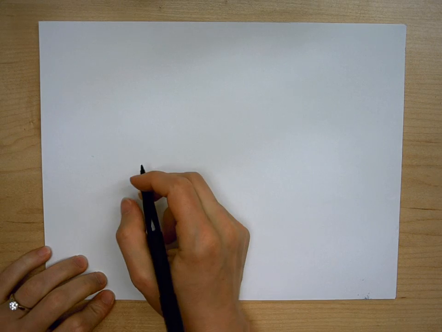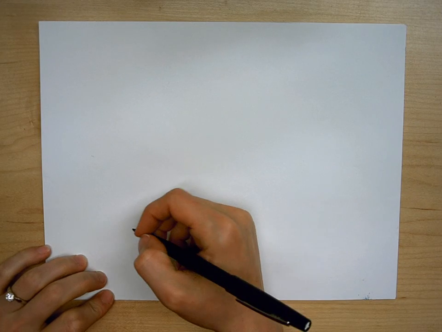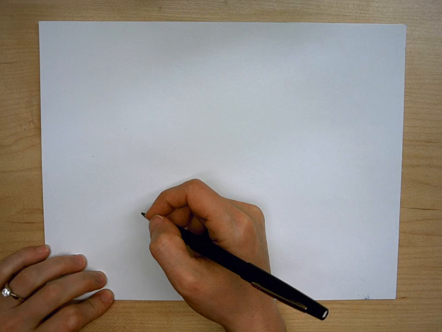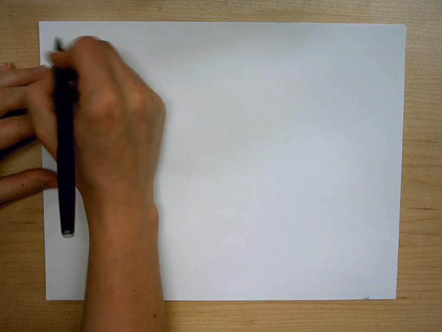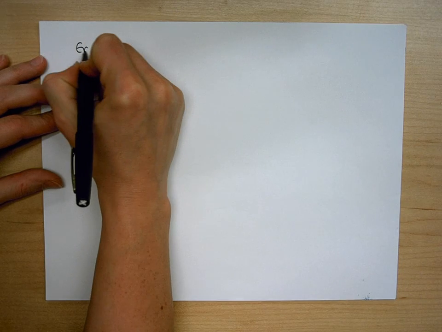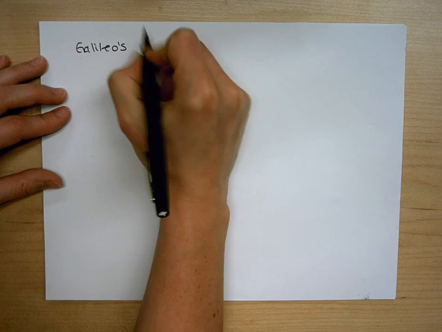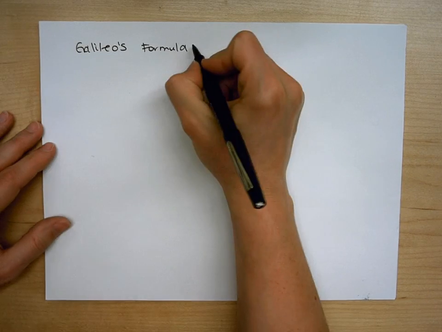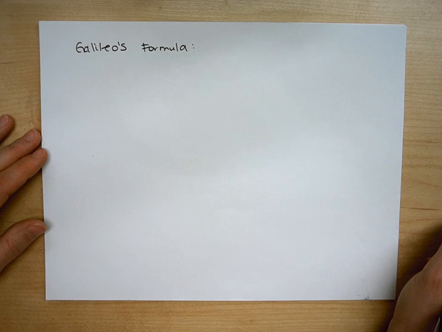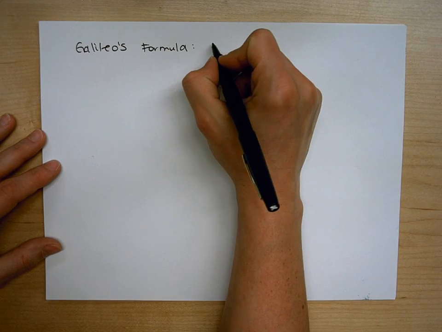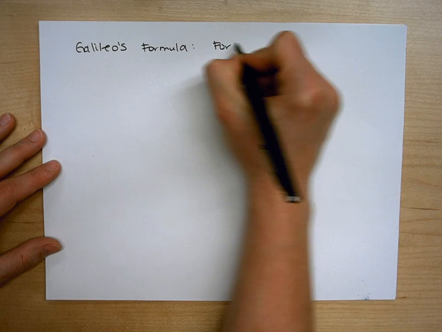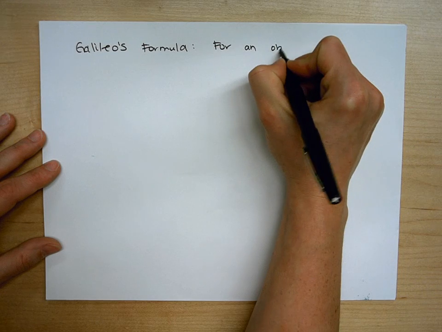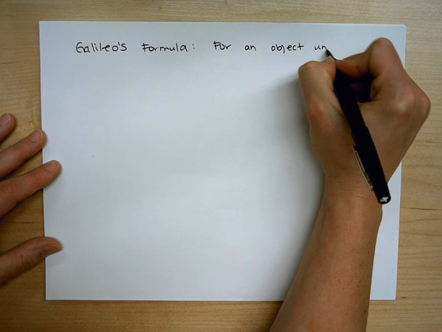Today we're going to talk about a formula that was created a long time ago by Galileo, and it's aptly named Galileo's formula. Essentially, it involves any object that's under the influence of gravity. That could be a lot of different things, but essentially we'll be looking at an object under the influence of gravity.